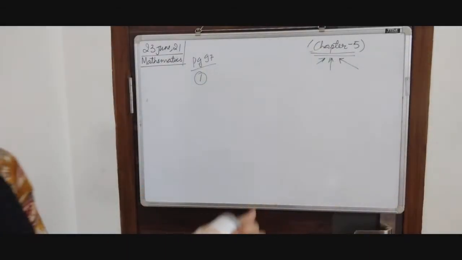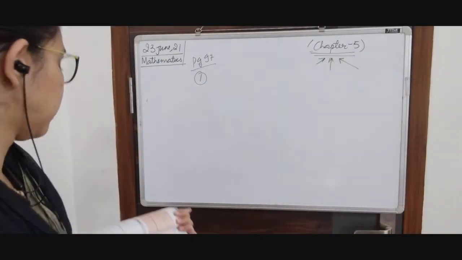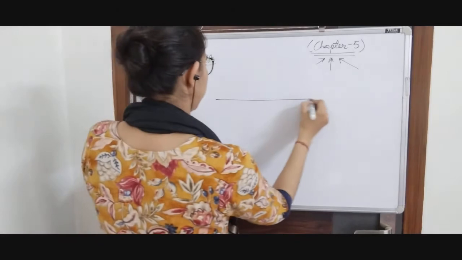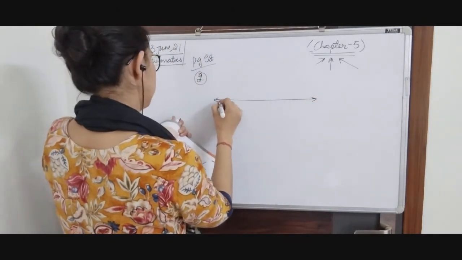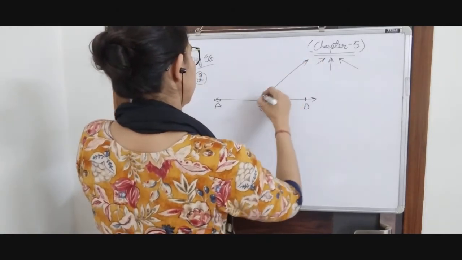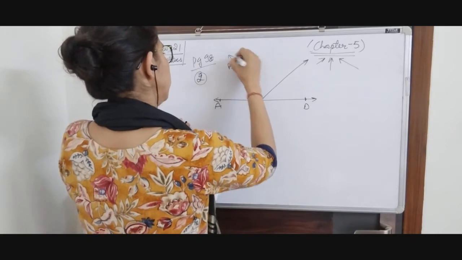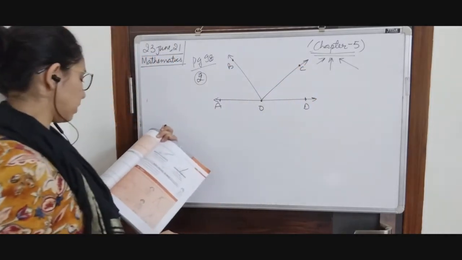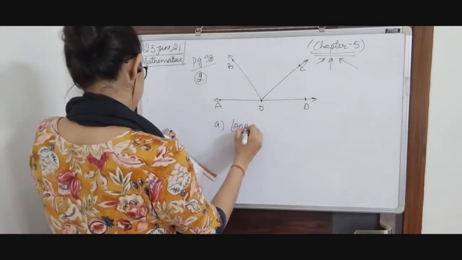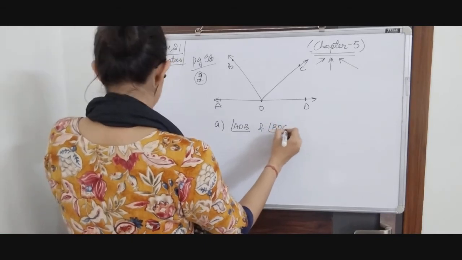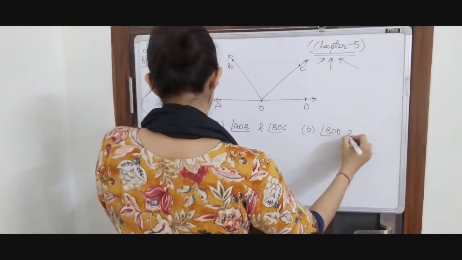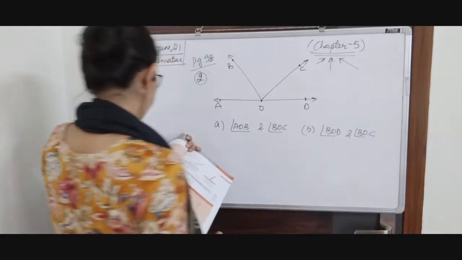Now question number 2 is, we have a figure like this. A, O, D, then C and B. In the figure, are the following angles adjacent? We have to check AOB and BOC. Then we have to find out for BOD and BOC. So we have to find out these two.